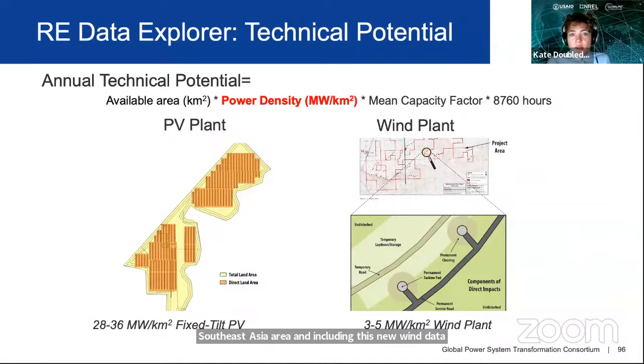The RE Data Explorer also includes a couple of analysis tools that can be useful. That includes a technical potential calculation. So technical potential includes considerations of the available area, power density, and mean capacity factor at that location for a wind plant or PV plant over the course of the year. It does not include any market feasibility or financial data yet, but it can be used in the early stage to compare locations that have the capacity to produce the most energy.